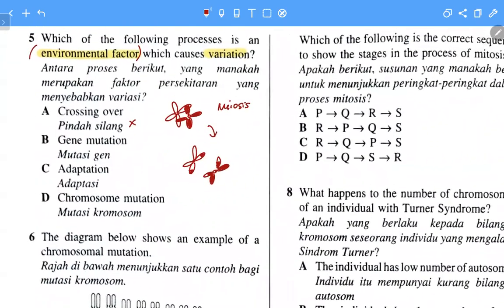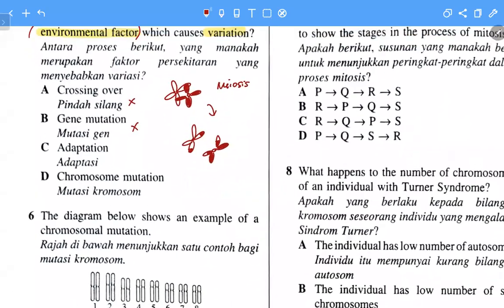Gene mutation is caused by genes also, defective genes, right? Like I said, maybe you weren't born with diabetes, but after you grow older, you eat a lot of sugar and suddenly you get diabetes. So that's actually gene mutation because your body stops producing insulin. But in this case, this is not linked to an environmental factor. It is more of a genetic factor.